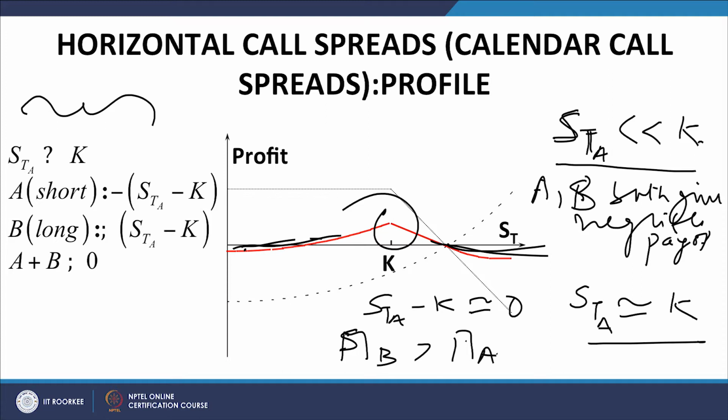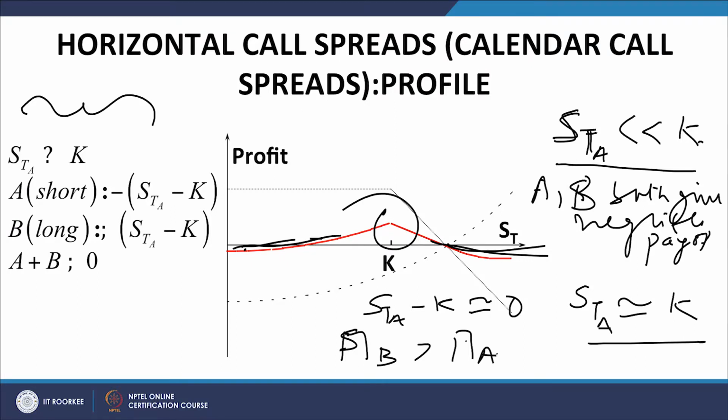So, what have we seen so far? What we have seen so far is that if the stock price on the date of maturity of the shorter maturity option is either too low, so that the options are completely out of the money, or too high, so the options are very much in the money, the payoffs are more or less negligible. What happens if S_T is close to K? This is the most interesting scenario.